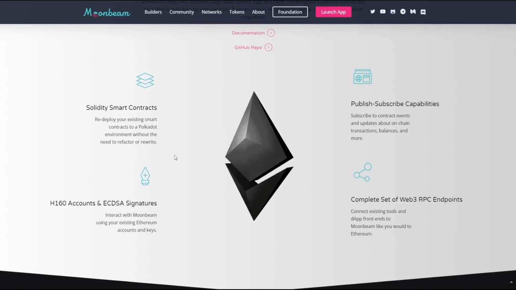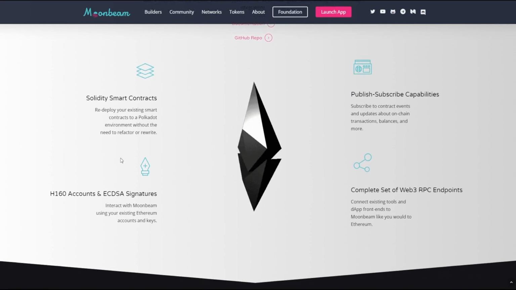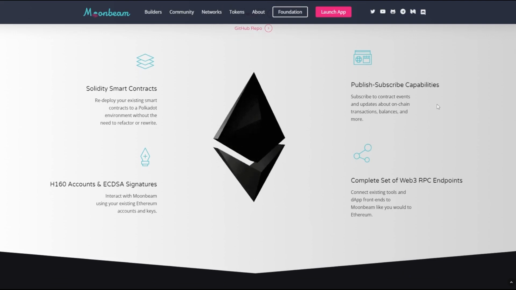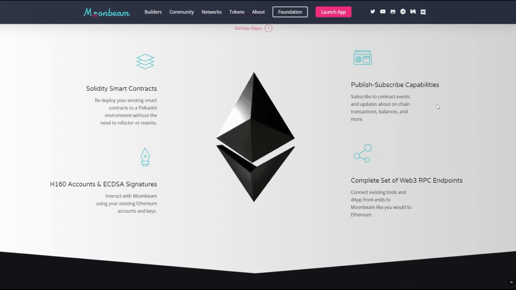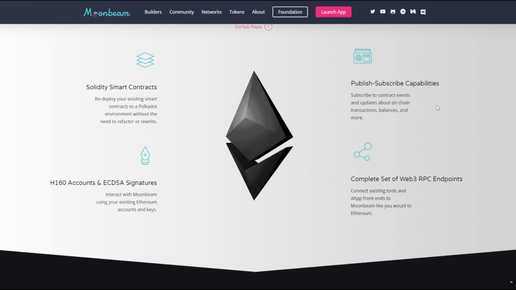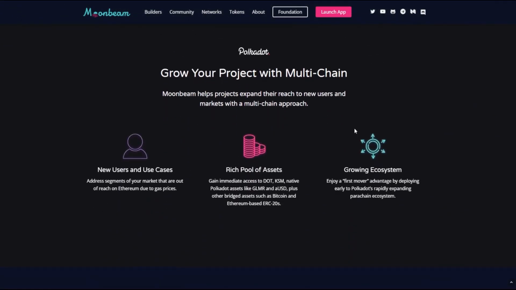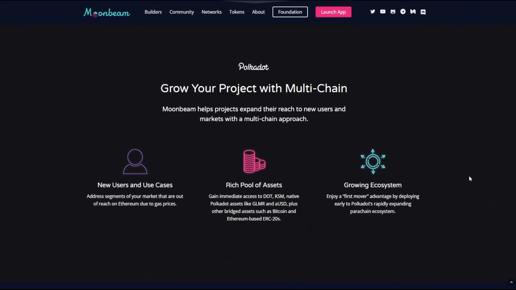Smart contracts are built on Solidity. You have these accounts, which I have no idea what they mean, but you interact with Moonbeam using your existing Ethereum accounts and keys. You're able to publish and subscribe with this protocol as well. So you can subscribe to contract events and publish them and follow through with what's happening, and also get a huge set of Web3 RPC endpoints for growing your blockchain. So you're able to grow your project with this multi-chain foundation, and Moonbeam helps you do that.